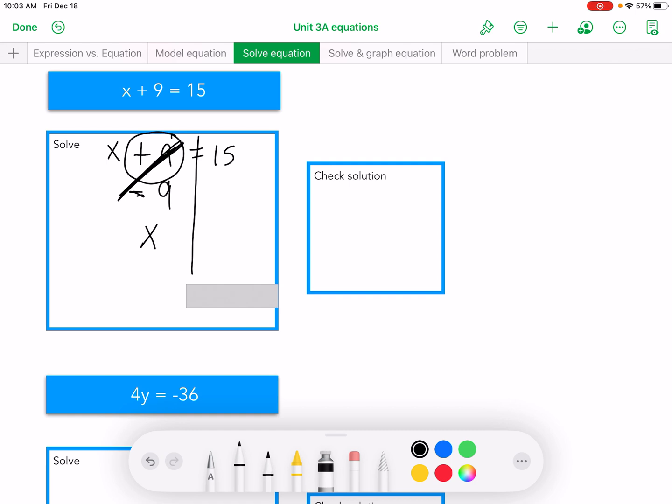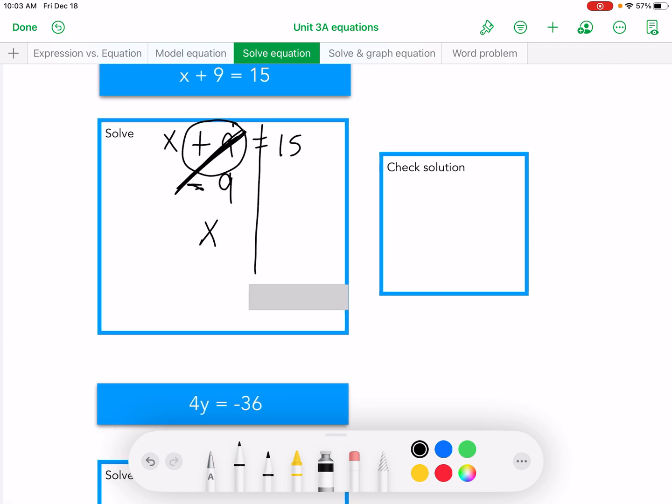Okay, now we put negative 9. We're subtracting 9 on the left-hand side. We also need to balance out to our right-hand side. 15 minus 9 is 6. You're going to check your solution. The value of x is 6. 6 plus 9 is equal to 15.